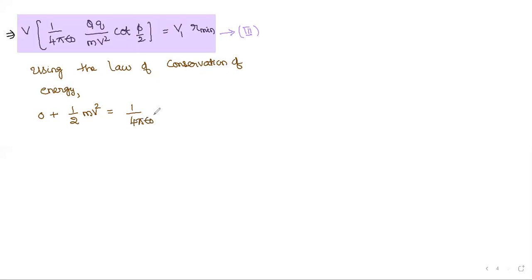That electrostatic potential energy at minimum separation is 1 by 4 pi epsilon naught q by r, where r is r minimum, plus kinetic energy is half mv1 square. Okay, this one you take as one box and take it as equation 4. Whichever is comfortable, you try to use.